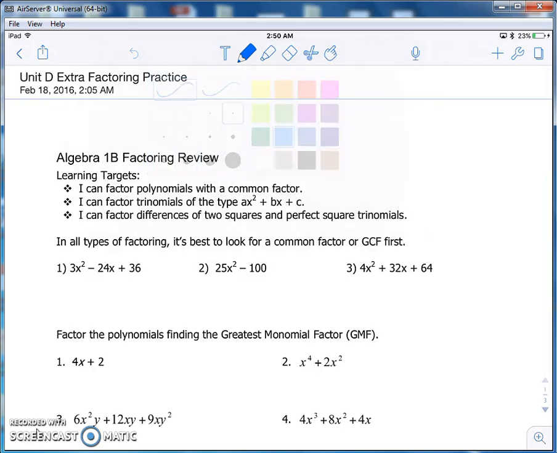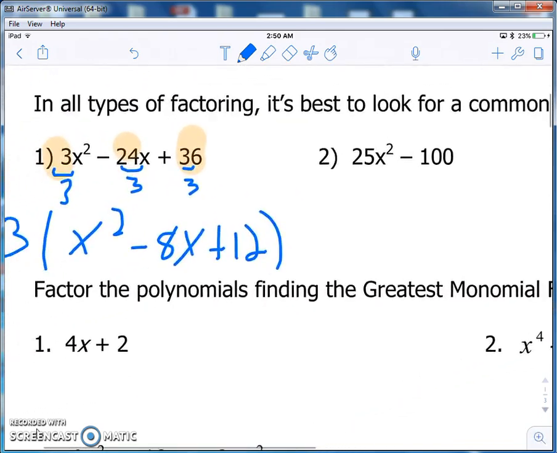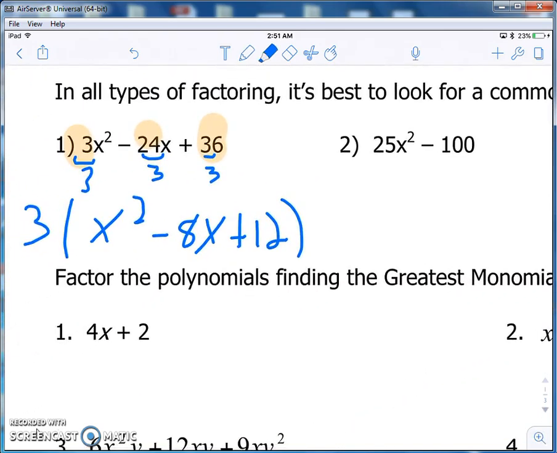If we look at the first example, we notice that all the coefficients are divisible by 3. So we are going to factor out a 3 first. Remember, factoring out is dividing out, so I'm dividing each term by 3. That gives me x squared minus 8x plus 12. And what that does is it makes this trinomial inside the parentheses easier to factor than what we originally had.